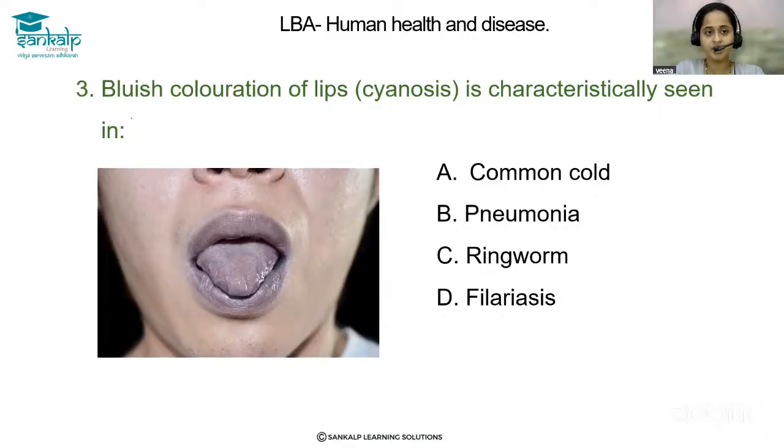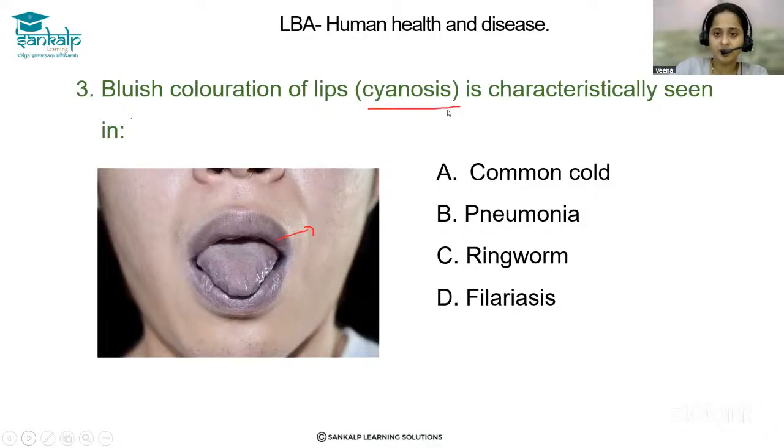Let's solve the question third. Bluish coloration of lips, that is called cyanosis, is characteristically seen in. Okay. So dear students, so here it is one of the characteristic feature of the disease. So here whatever you are observing, that is the bluish color of the lips. So that condition is also called as cyanosis.